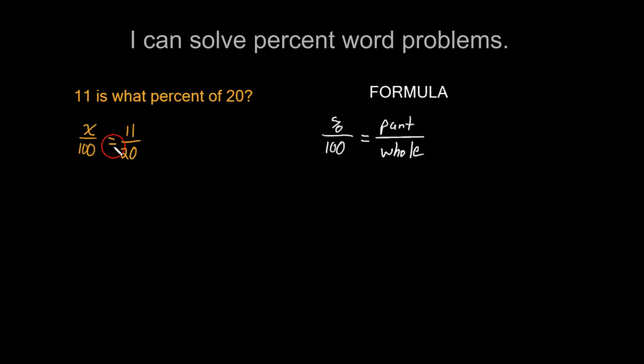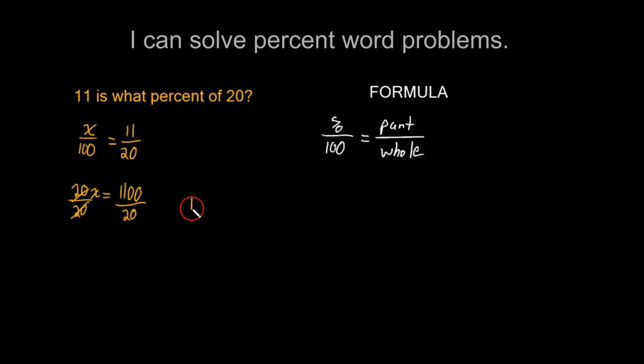Now that we've got our proportion set up, we can use our knowledge of cross products to solve it and get a value for x. So x times 20 is 20x, and 11 times 100 is equal to 1100. Just add two zeros or move the decimal two places to the right. Now to solve for x, we need to divide by 20 and divide by 20.